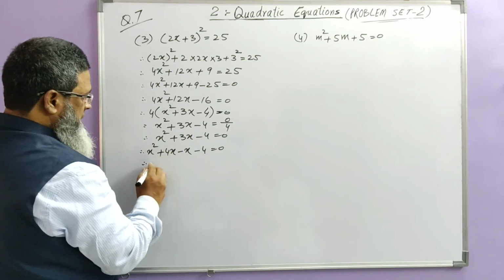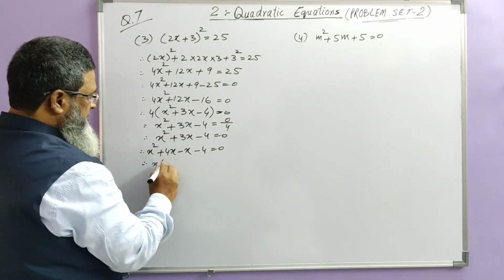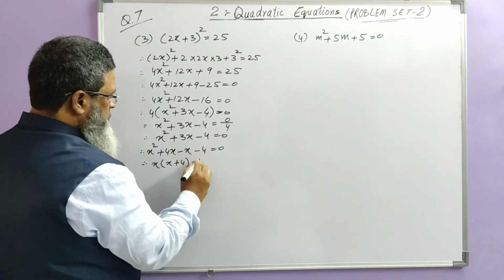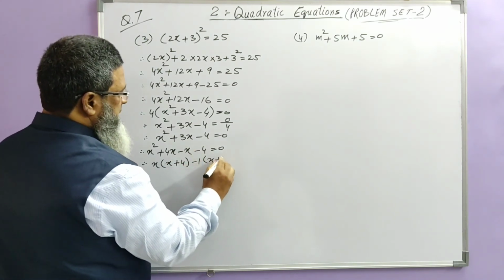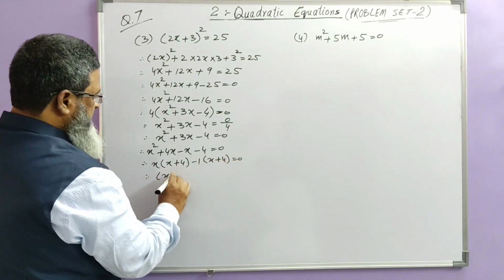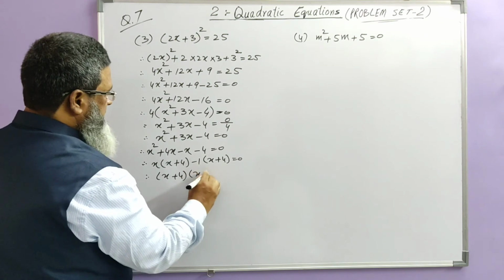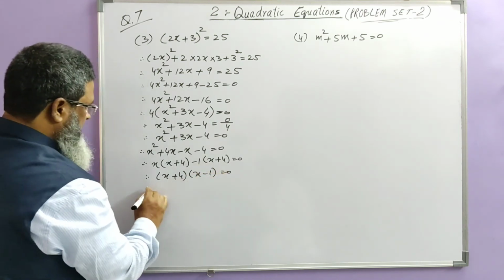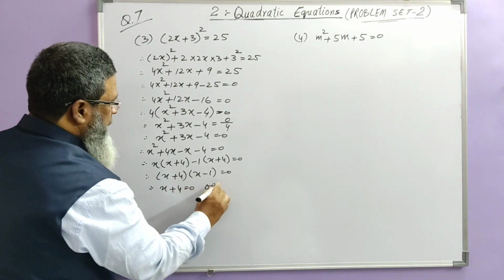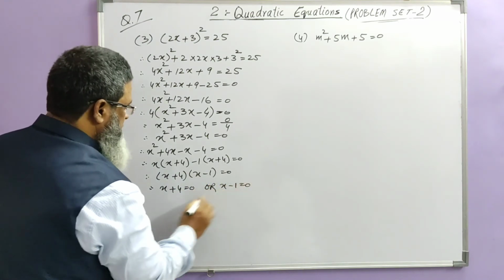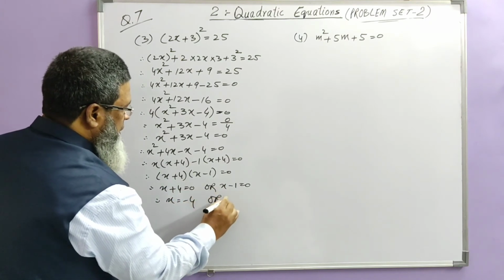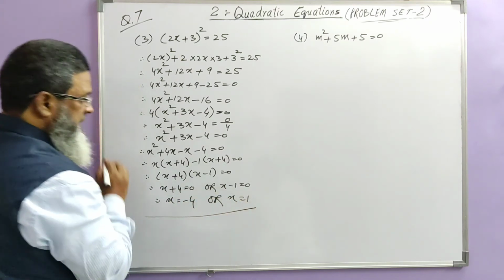Taking common here, x is common. So x plus 4 here, minus 1 is common. x plus 4 is equal to 0. Therefore x plus 4 is common. x minus 1 is 0. Therefore x plus 4 is equal to 0 or x minus 1 is equal to 0. Therefore x is equal to minus 4 or x is equal to 1.